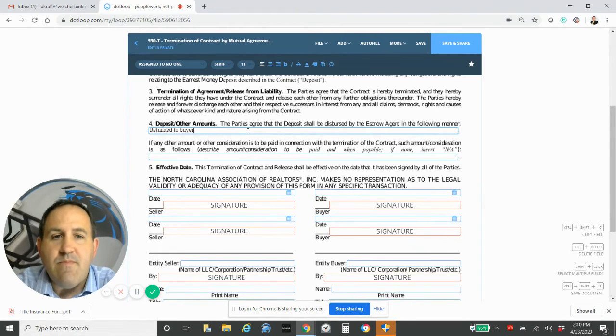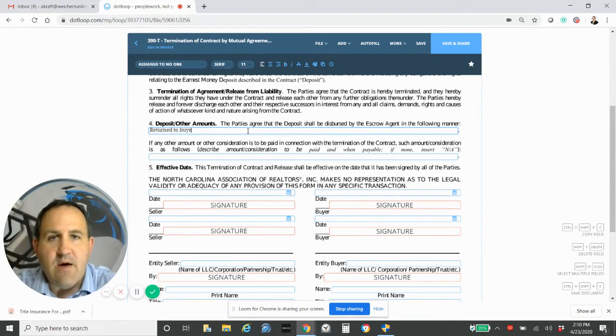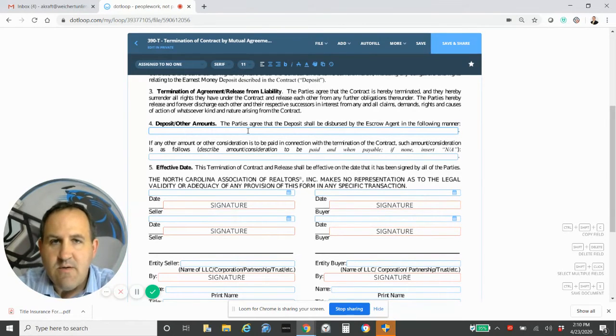Everyone kind of knows what you mean, but you do have to make an assumption there, which is never a good idea. So make sure you have the actual amount. Who's getting what? Is it $1,000 to the buyer, 500 seller, 500 buyer? What's happening? Okay, it doesn't have to go to the buyer. If the seller thinks they should keep their earnest money, could be $1,000 to the seller.